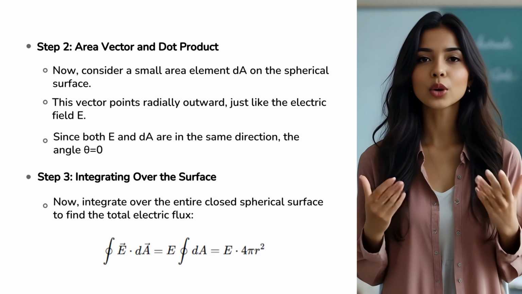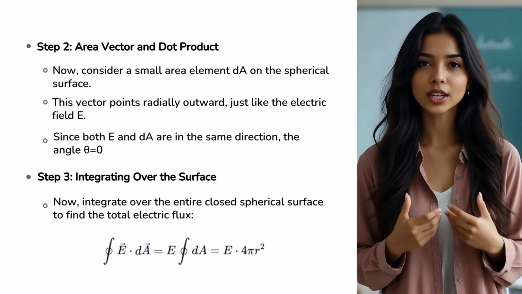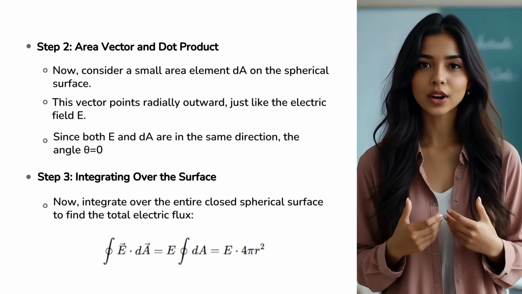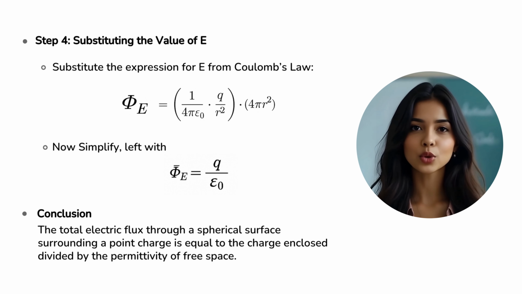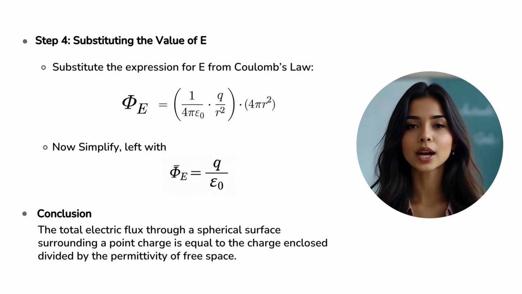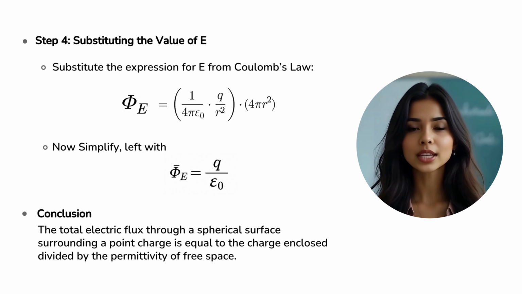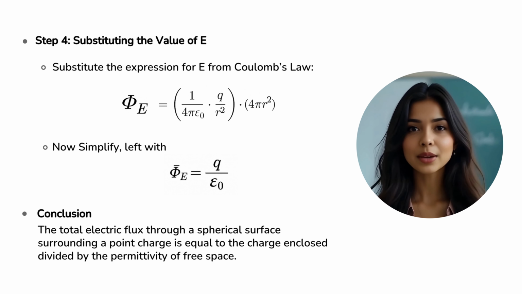Now, we add up, or integrate, over the entire surface of the sphere. Total flux equals the closed surface integral of E dot dA, which equals E multiplied by the total surface area. The surface area of a sphere is 4 pi r squared, so total flux equals E multiplied by 4 pi r squared. Now substitute the value of E from Coulomb's law. Phi E equals 1 divided by 4 pi epsilon naught multiplied by Q divided by r squared multiplied by 4 pi r squared. The r squared in the denominator cancels with r squared in the numerator. 4 pi cancels with 4 pi, so you're left with phi E equals Q divided by epsilon naught. This is exactly the statement of Gauss's law.